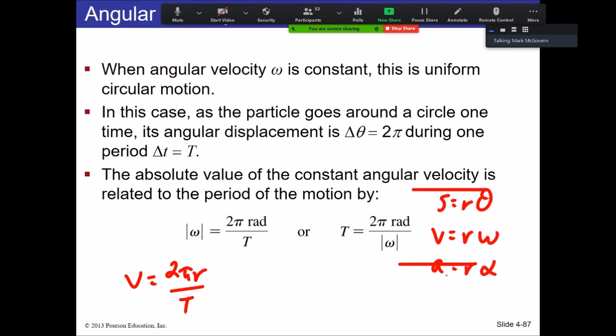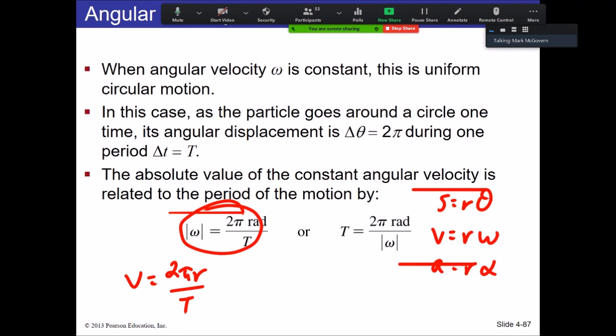But anyway, a equals r alpha, and alpha is angular acceleration. So s is position, v is velocity, a is acceleration. Theta is angular position, omega angular velocity, alpha angular acceleration. And you can see the relationship between all of them is r. Now, if that's the case, then I can divide this equation by r, and that's how I get the following equation. Divide everything by r gives me omega equals 2 pi over t.